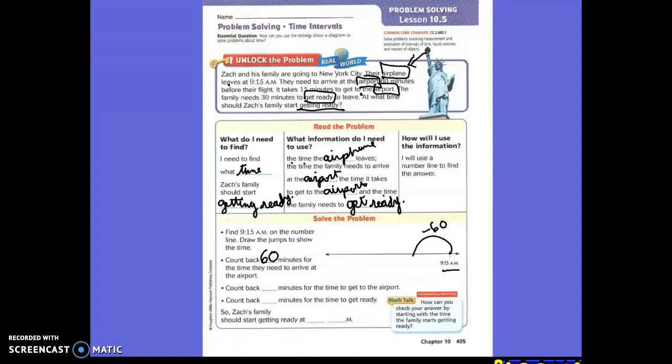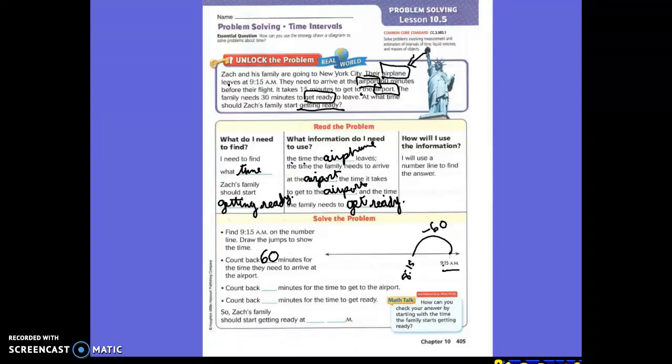Now, think about it like this. Okay, if it's an hour, the only thing that changes is the hour. The minutes stay the same. You're going backwards an hour. Okay, so instead, we want this to be 8:15, because that's an hour before. Because we're supposed to be there at 9:15. Okay? Before means the number before.